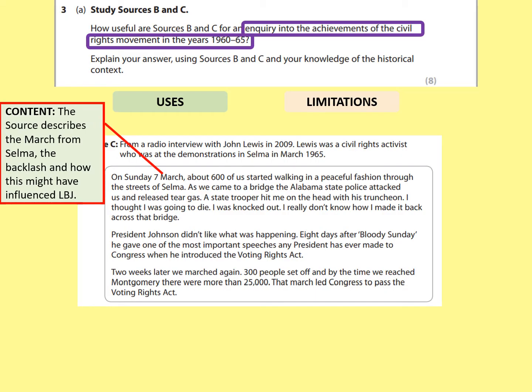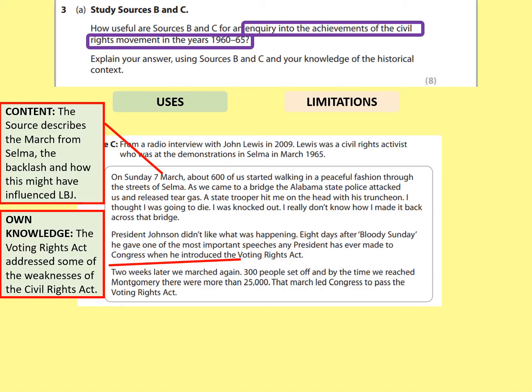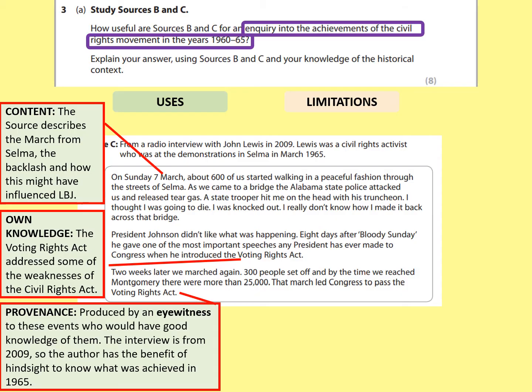Here's some useful content. The source describes the march from Selma, the backlash, and how this might have influenced the president. My own knowledge is relevant too. The Voting Rights Act addressed some of the weaknesses of the Civil Rights Act. And its provenance: this was produced by an eyewitness, someone who was there, who would have had good knowledge of the events. The interview is from 2009, so the author has the benefit of hindsight to know what was achieved in 1965 as a result of the Selma March.